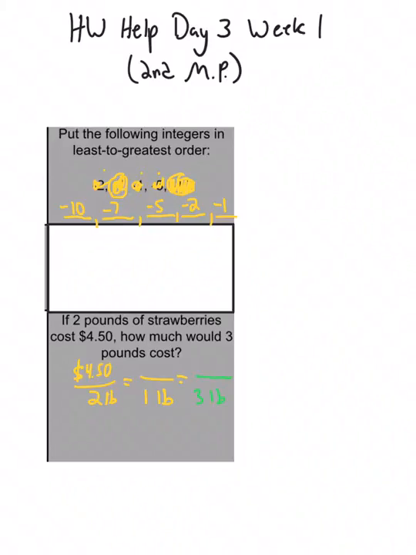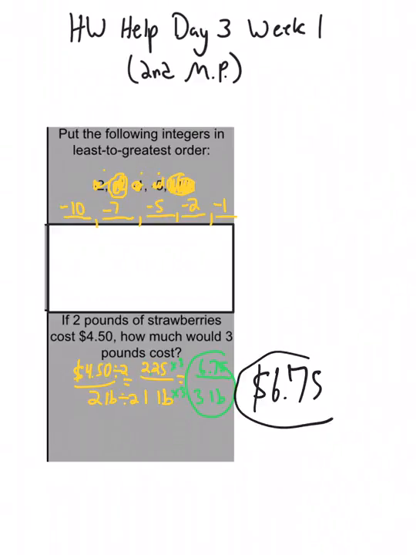Okay, so 2 pounds to 1 pound is easy because you just do 2 divided by 2. You always divide by itself to get 1. And if I do 450 divided by 2, I get 225. Now I can go from 1 pound to 3 pounds because I know 1 times 3 is 3. So then I just have to do 225 times 3. And if you do that, you get 675. So the answer to this one is going to be $6.75 for 3 pounds of strawberries.